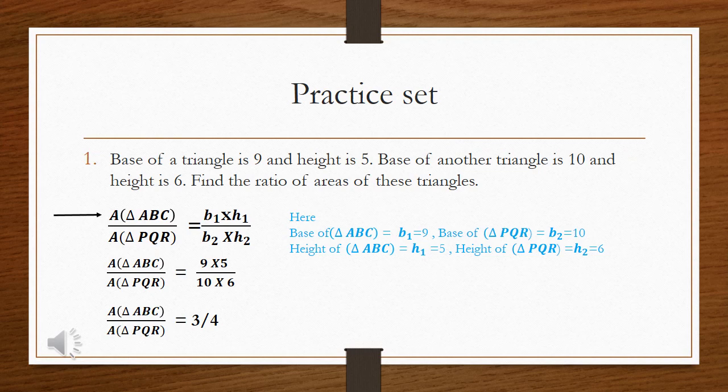Now let us find the ratio of areas of these triangles. As we know the formula for the ratio of areas of two triangles, area of triangle ABC upon area of triangle PQR equals base into height, that means B1 into H1 upon B2 into H2. Now putting in values we get 9 into 5 upon 10 into 6. By simplifying we get 3 by 4. That means the ratio of area of triangle ABC upon area of triangle PQR equals 3 by 4.